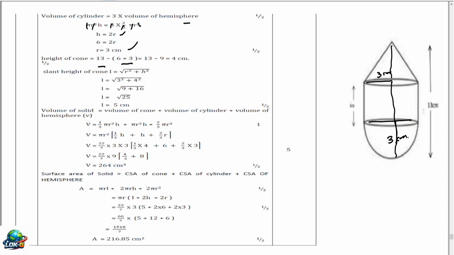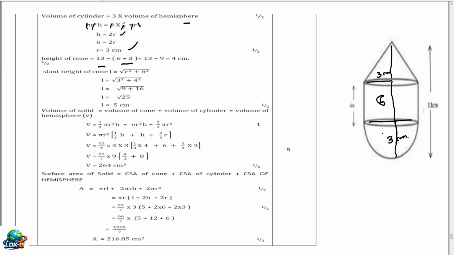Height of the cone is equal to 13 minus 6 plus 3. This one is 6, 3. This is 6 meter, given. 6 plus 3 is 9.